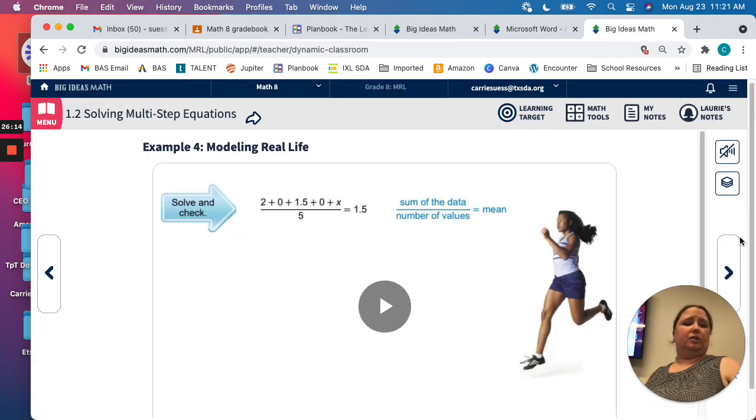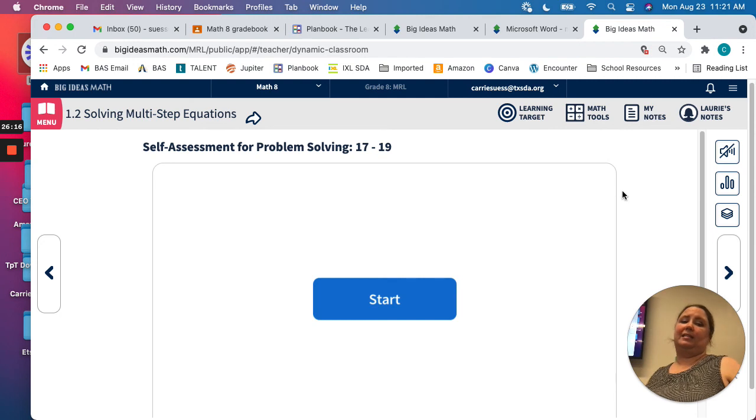All right. So finish through number 19, 8th grade. Okay, this is due tomorrow. Yep, 8th grade through 19.